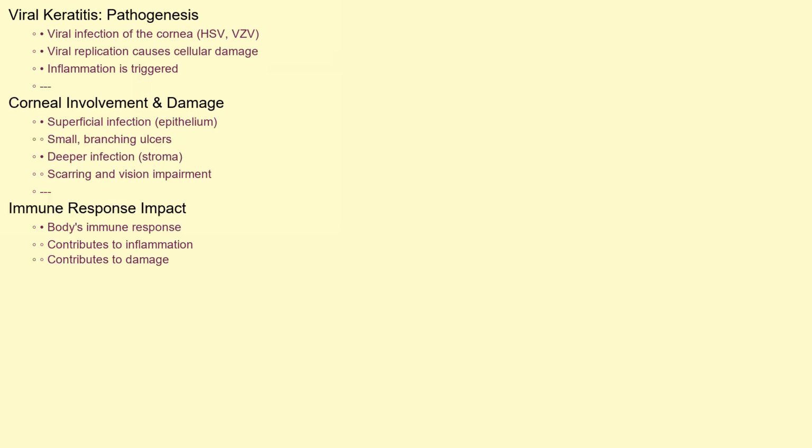Okay, let's break down how these viruses attack the cornea. When HSV or VZV infect the cornea, they replicate within the cells, causing damage and inflammation. This inflammation can manifest in different ways, depending on the specific viral strain and the depth of corneal involvement. Superficial infections mainly affect the outer layer, the epithelium, leading to small, branching ulcers. Deeper infections can affect the stroma, the middle layer of the cornea, resulting in more significant scarring and vision impairment. The body's immune response to the virus also contributes to the inflammation and damage.